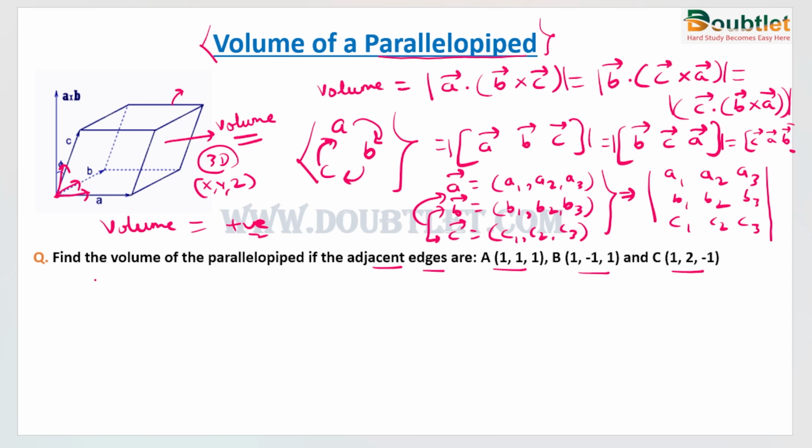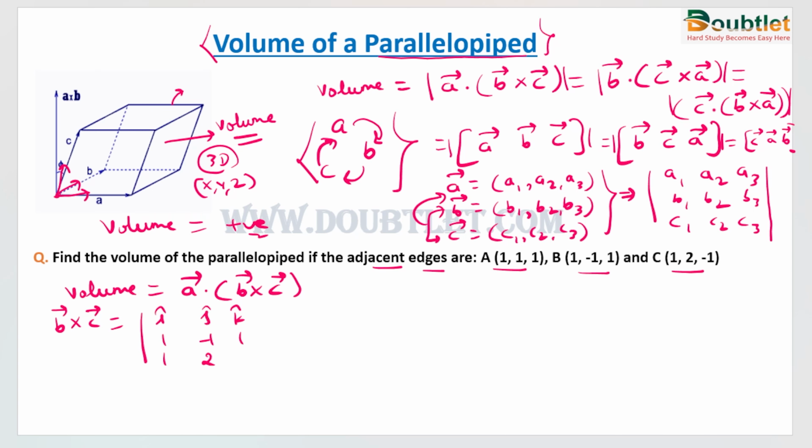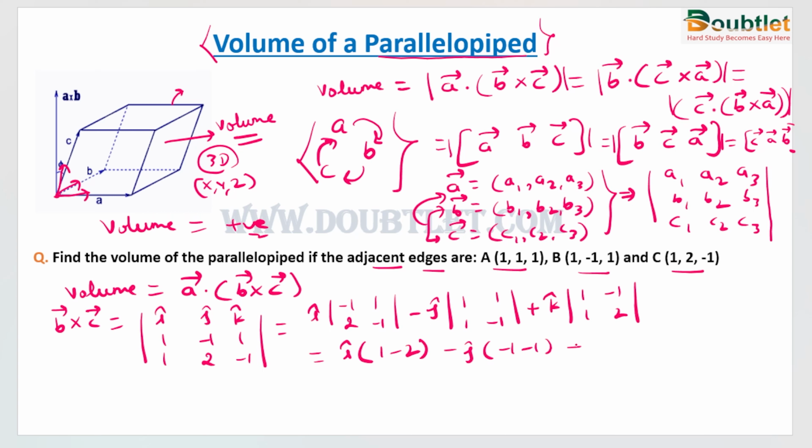So B cross C is the determinant with i, j, k. The B vector is 1, minus 1, 1 and the C vector is 2, 1, 2, minus 1. If we solve this, we will get i cap times (minus 1 times 1 minus 2 times minus 1), minus j cap times (1 times 1 minus 1 times minus 1), plus k cap times (1 times minus 1... 1 times 1 and 2). So if we solve this, this will become 1 minus 2, which is minus 1, plus k cap, 2 plus 1. So we have obtained the vector: this is minus 1, this is 2, this is 3. So this is the B cross C value.